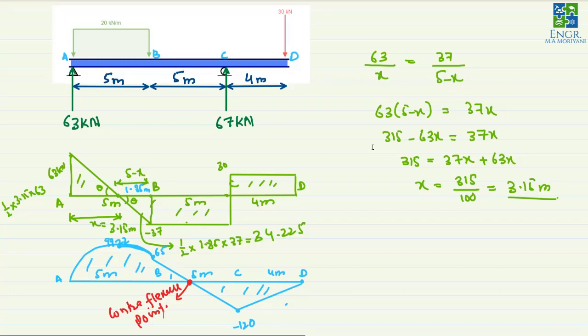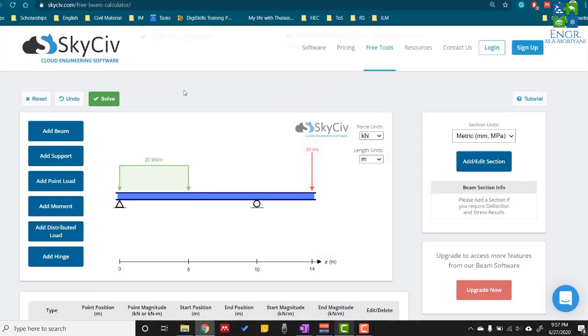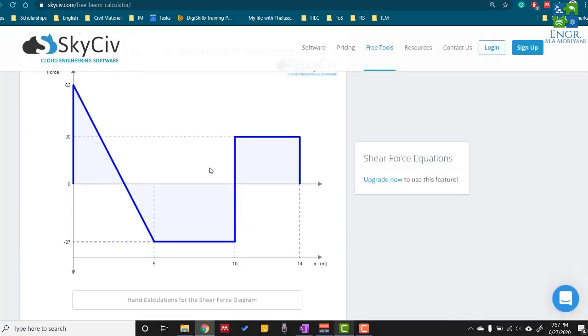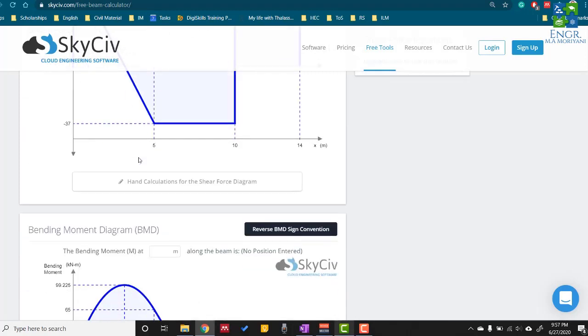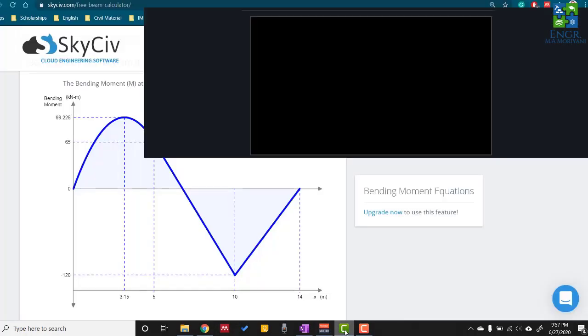All right. And you can also verify that from our website. You can see here is our website. This is the same loading condition which I have just solved. If we click the solve button, you can see that this is the shear force diagram which is the same as that we have drawn, and this is the bending moment diagram which is also the same as we have drawn.